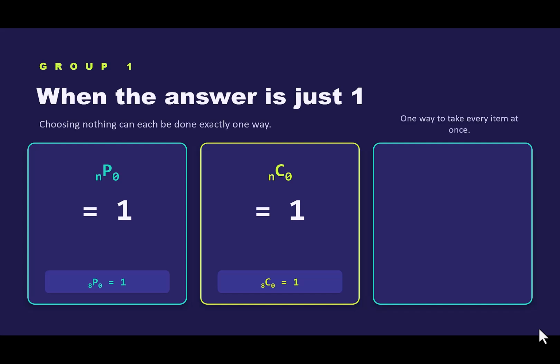The other way to get an answer of 1 is to do a combination of n choose n. Here, there's only one way to choose every item from a group. That means if we have something like the combination of 6 choose 6, there's only one way to choose everything.